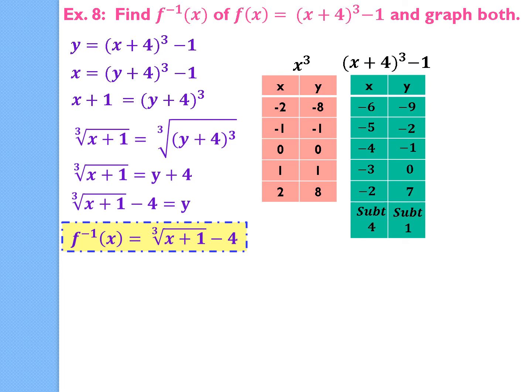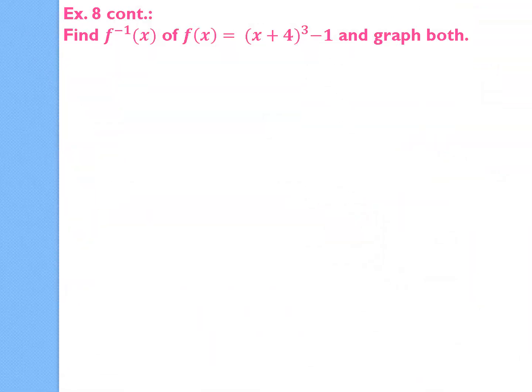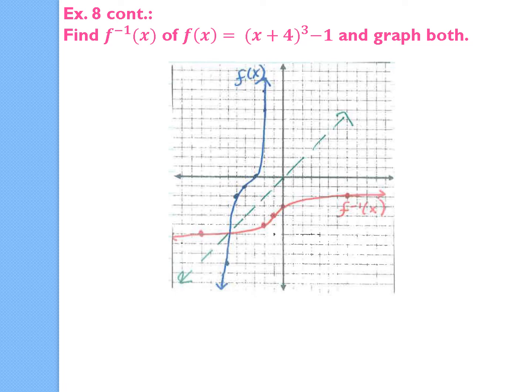Okay, so here is (x + 4)³ − 1. Now remember, the trick to graphing the inverse is all you have to do is switch the x's and the y's. And that's what I did. I just switched the x's and the y's. Okay, so now I'm ready to graph. So that's what it looks like.